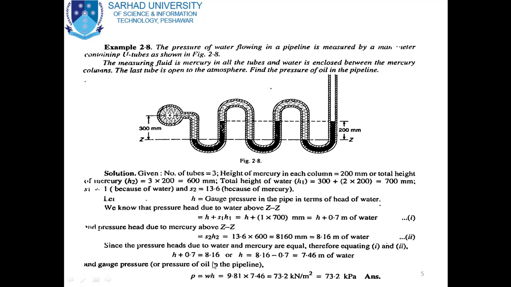Again, it is not oil, it is water in the pipeline. We have the equation P is equal to omega H. Since the liquid flowing in the pipe is water, the value of omega is 9.81. H is already calculated, 7.46, so multiply 9.81 with 7.46, and you will get the pressure in the pipe, which is equal to 73.2 kilonewton per square meter, which is equal to 73.2 kilopascal. And this is the answer of our example 2.8.